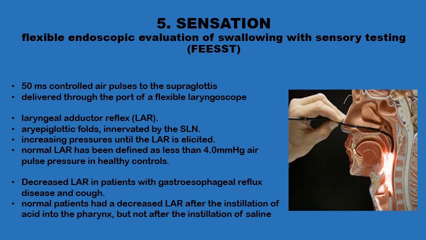And one validated way of doing this is the FEAST procedure, for flexible endoscopic evaluation of swallowing with sensory testing, in which air puffs at a rate of about 50 milliseconds are introduced through a special port in the scope itself and directed towards the aryepiglottic fold. The pressure of the puffs is calibrated, and so long as the pressure is less than 4 millimeters of mercury, it can produce adduction of the vocal cord if the air puffs are directed toward the aryepiglottic fold, then we know that the superior laryngeal nerve is working well.